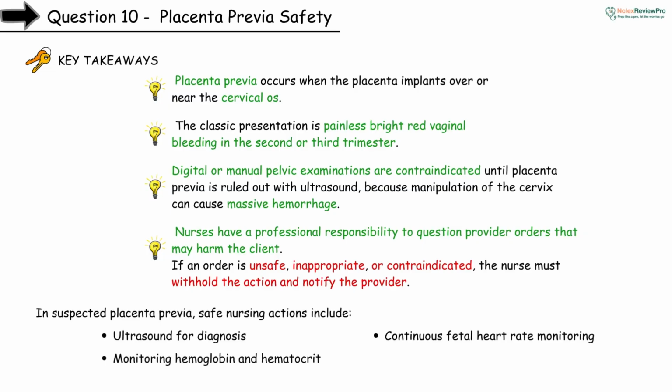So the key takeaway here is this. Placenta previa presents with painless, bright red bleeding due to placental placement over or near the cervical os. And because of this location, any digital or manual pelvic examination is contraindicated until diagnosis is confirmed with ultrasound, since cervical manipulation can cause severe hemorrhage, and the nurse has a professional responsibility to recognize unsafe orders, withhold the action, and notify the provider while continuing appropriate care such as monitoring labs and fetal status. Now let's move on to the next question.